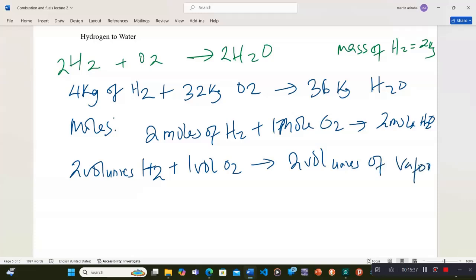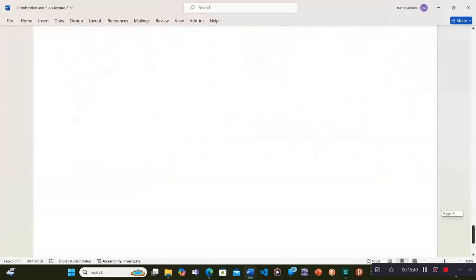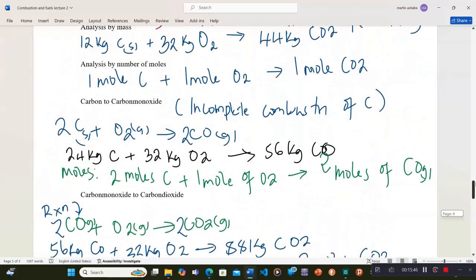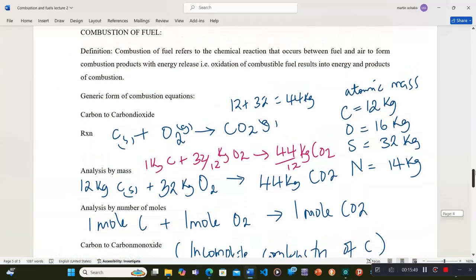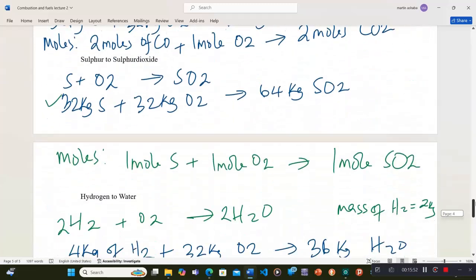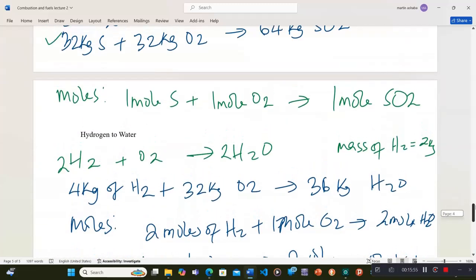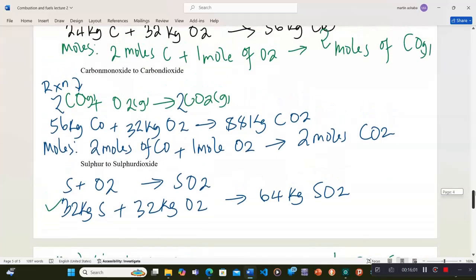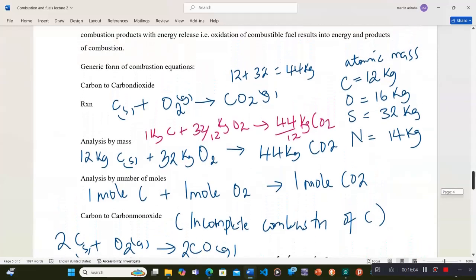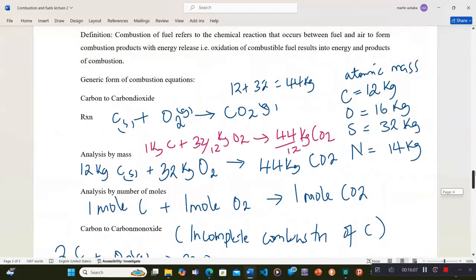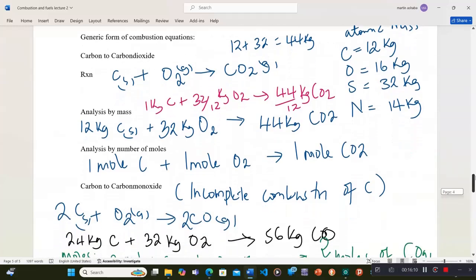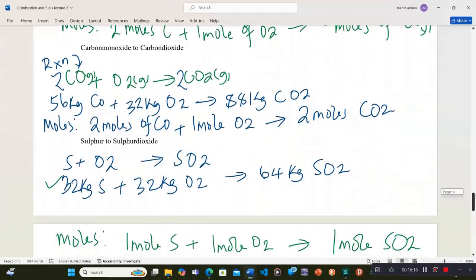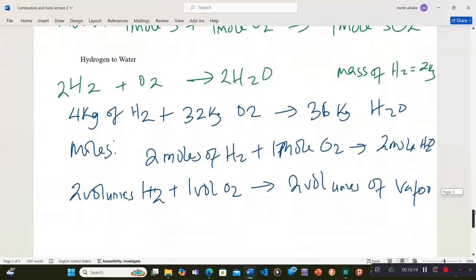Okay, so ladies and gentlemen, these are the generic combustion reactions that we need to understand as we enter into reactions of combustion, and then analysis of the products of combustion. Failure to understand these basic reactions means you will not be able to understand the bigger calculations that we shall be doing. Thank you so much for following, and see you in the next lecture.